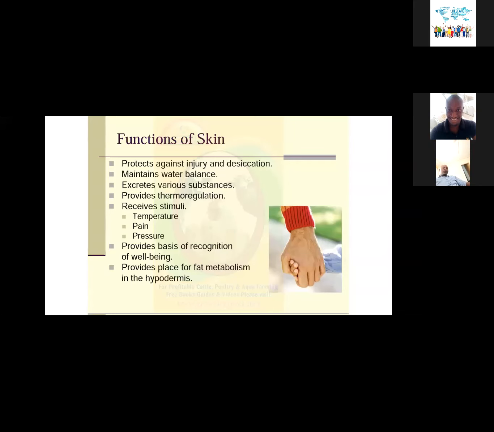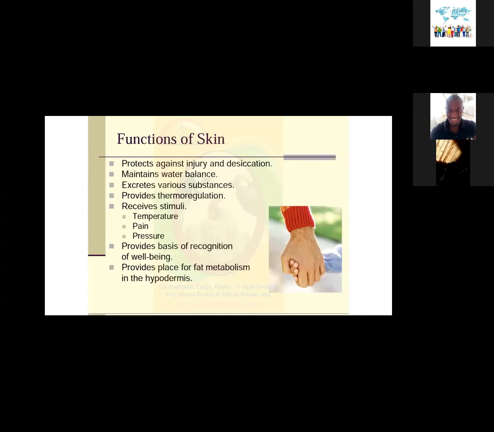It provides a basis for recognition of well-being. So it's through the skin and the outer layer of every animal that you're able to tell, oh, this pet is Desai, this pet is bubbly, and so forth. You're able to recognize different animals just the way we're able to recognize different humans, through the skin and the outer layers: the skin color, the fur color, the hair color, and so forth. It provides the basis for recognition, and it provides the place for fat metabolism in the hypodermis.